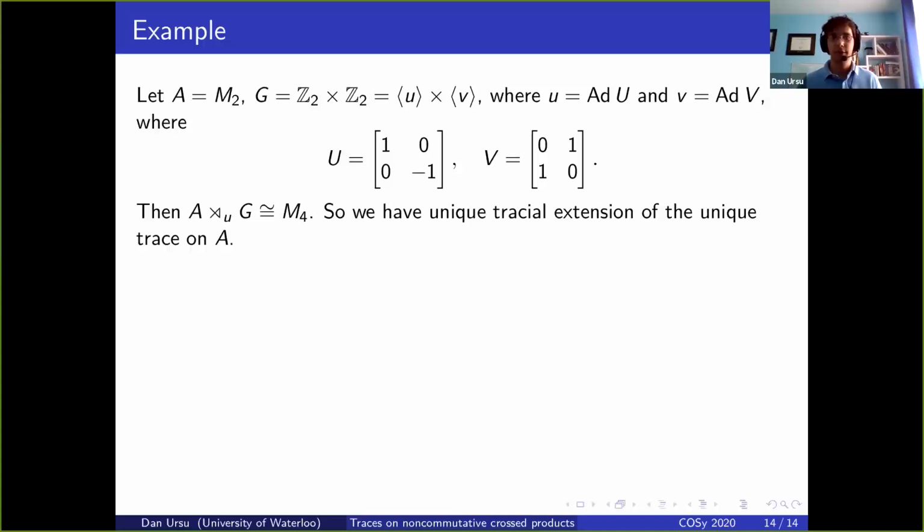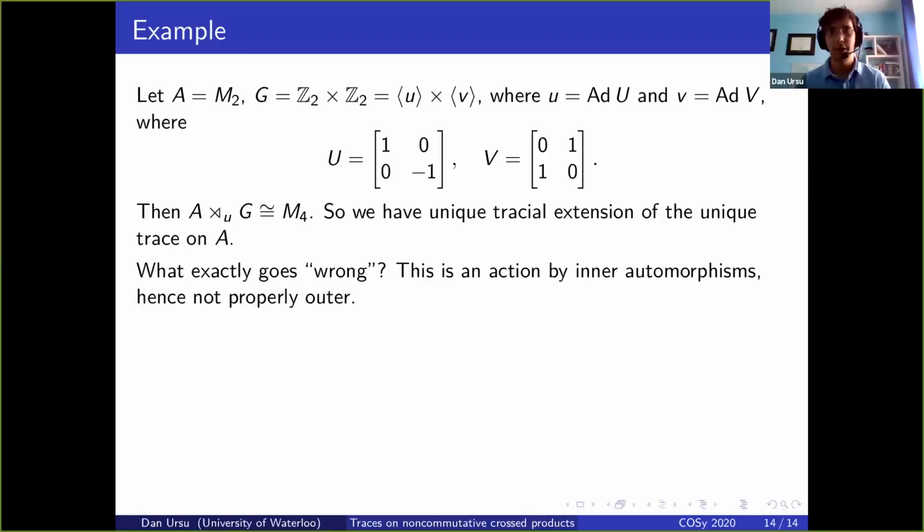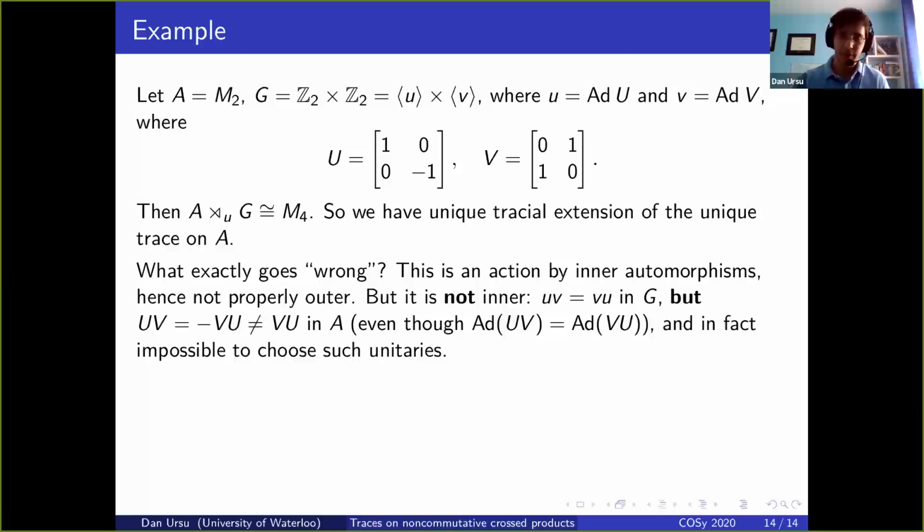So M2, we can all agree, has a unique trace. Therefore, you have a unique tracial extension to the crossed product. But what exactly goes wrong here? Because we notice that G is acting by inner automorphisms, so there's no way this is a properly outer action. But there's a little bit of a catch, and that's that the action is not inner, in the sense that you don't actually have a group homomorphism from G into the unitary group of M2 that gives this action.